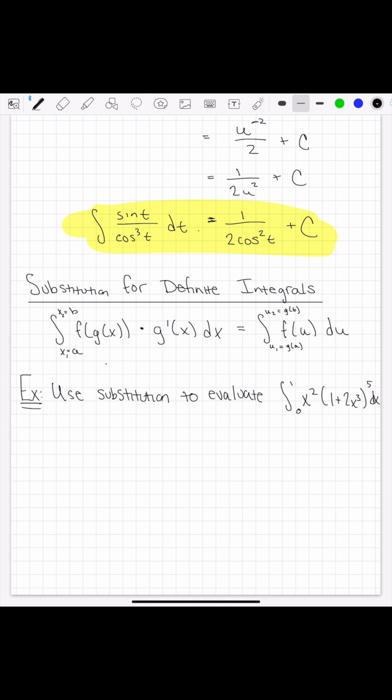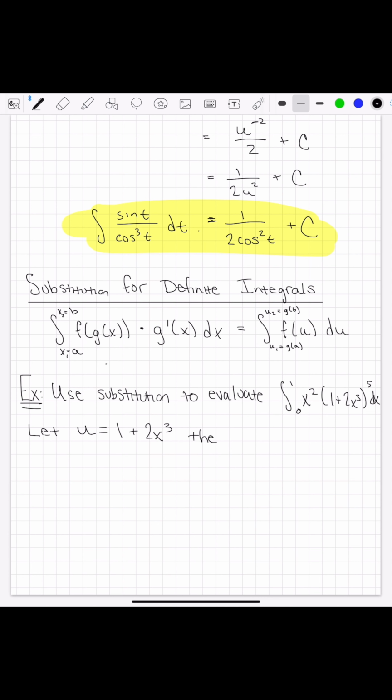So when I'm looking at this function, I know x squared itself is a function, so that's not being plugged into anything. This is the more complex piece. So 1 plus 2x cubed is being plugged into x to the fifth. So what I'm going to do is let u equal 1 plus 2x cubed.